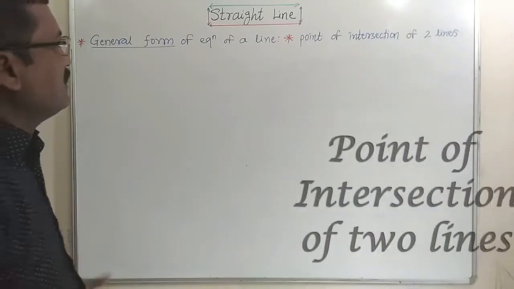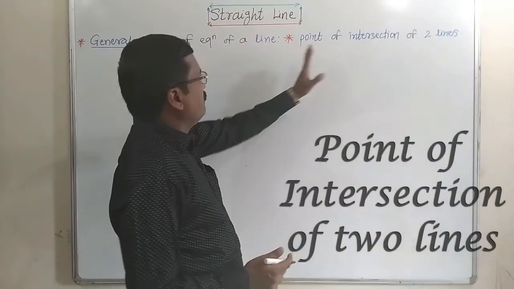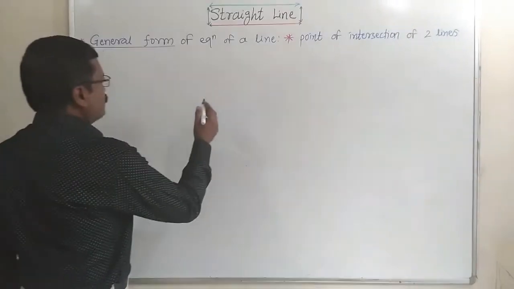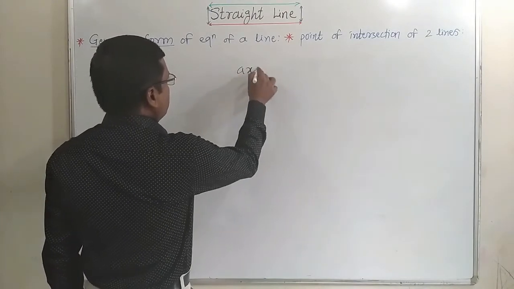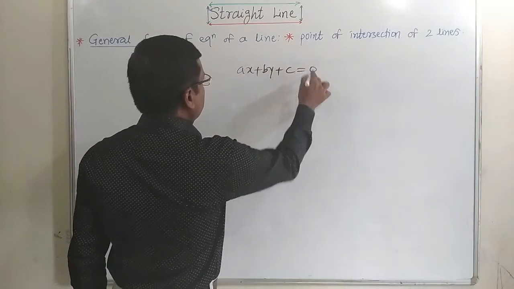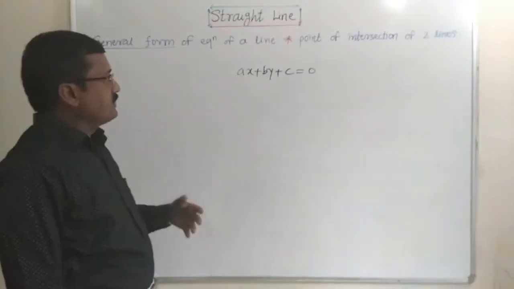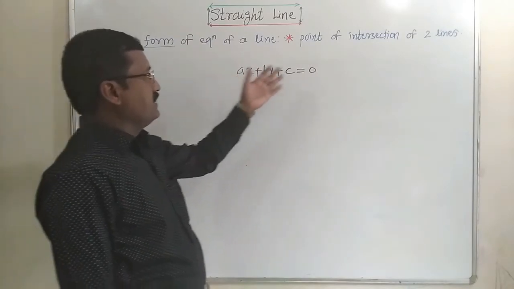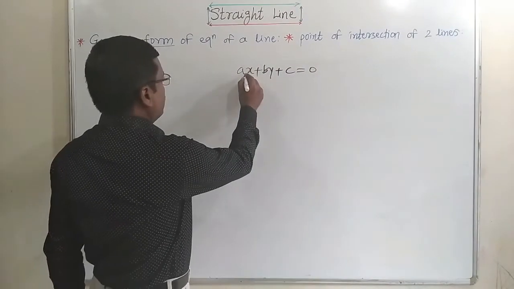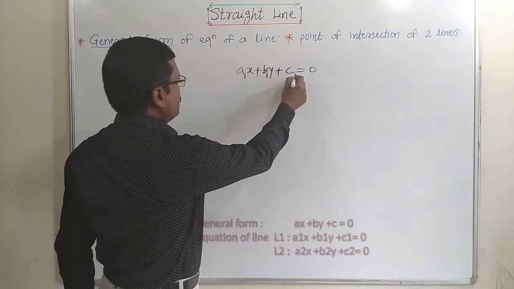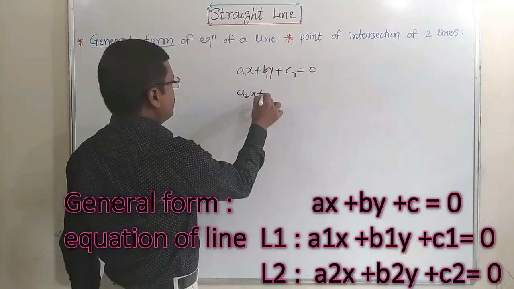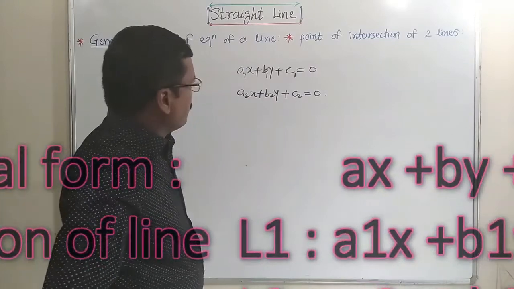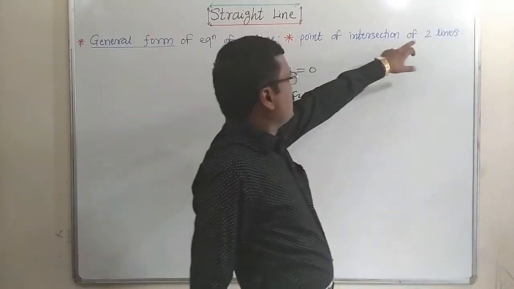Intersection of two lines. Now further we will consider the equation of a line always in general form. So here consider two lines: ax plus by plus c equal to 0 is our general form of a line. If we want to write two lines whose equations are given in general form, then for the first line we will take constants as a1, b1 and c1, and the second line will be a2x plus b2y plus c2 equal to 0. Now our aim here is to find the point of intersection of two lines.